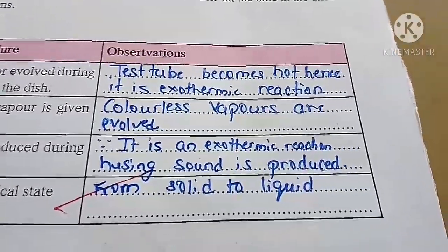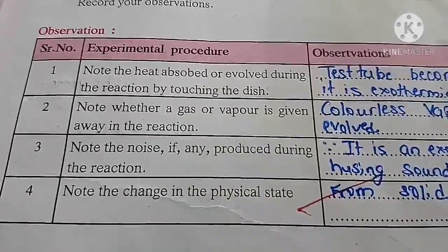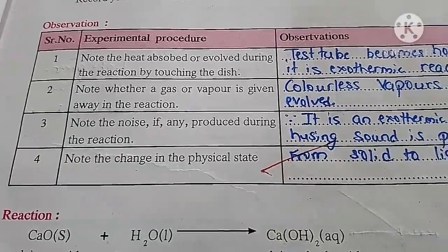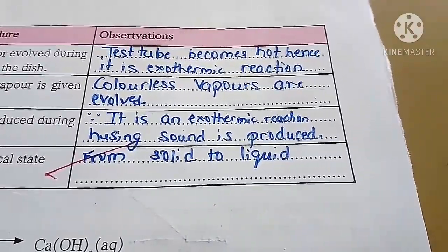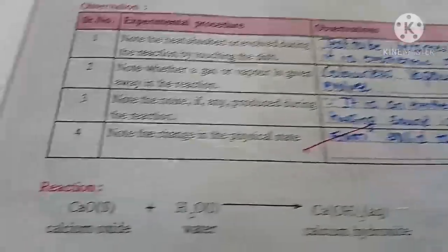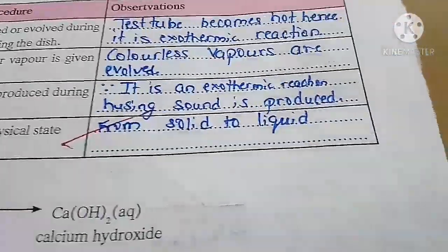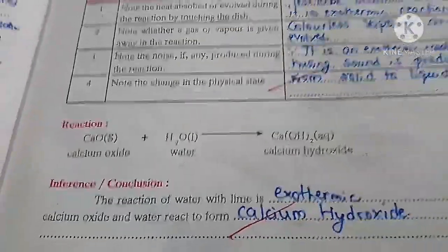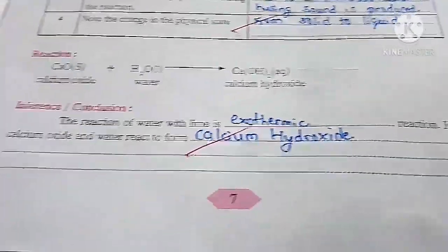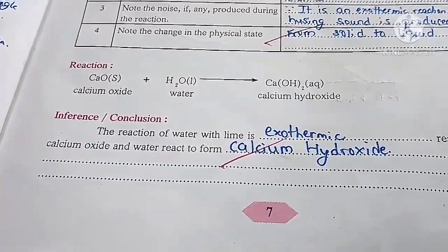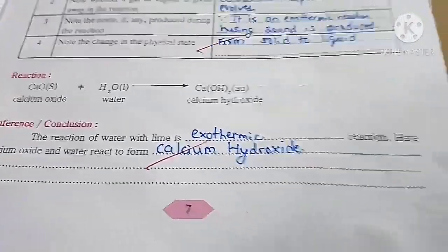Test tube becomes hot, hence reaction is exothermic. Then note whether gas or vapor is given out. Colorless vapors are evolved. Then note the noise if produced during the reaction. It is an exothermic reaction. A hissing sound is produced. Then note the changes in the physical state from solid to liquid. Now the reaction is CaO plus H2O gives Ca(OH)2. Inference: it is an exothermic reaction. What is formed? Calcium oxide combines with water to form calcium hydroxide.